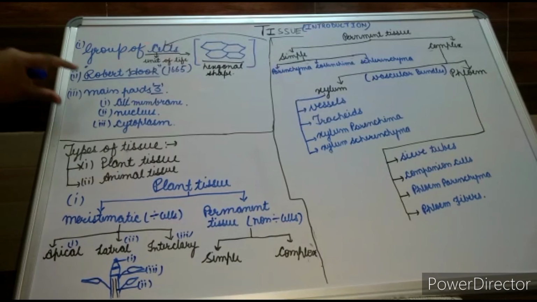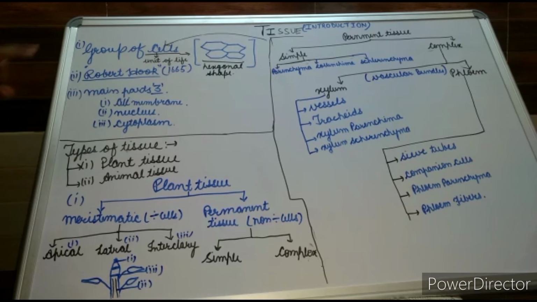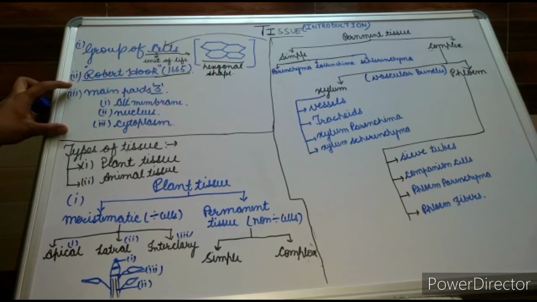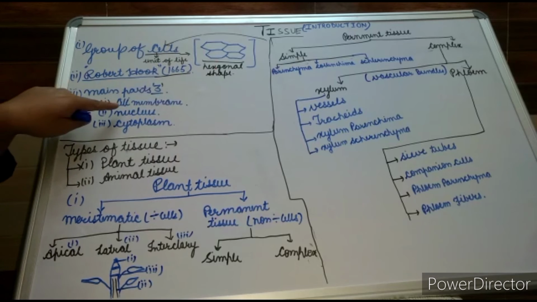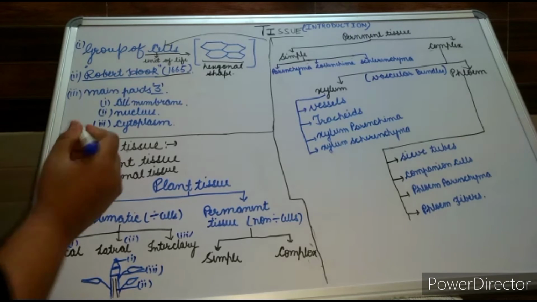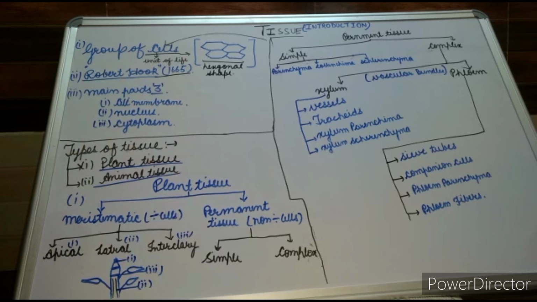The cell was discovered by Robert Hooke in 1665. The main parts of cells are cell membrane, nucleus and cytoplasm. If we are classifying the tissues, we classify them in two categories. Number one is plant tissue and second is animal tissue.